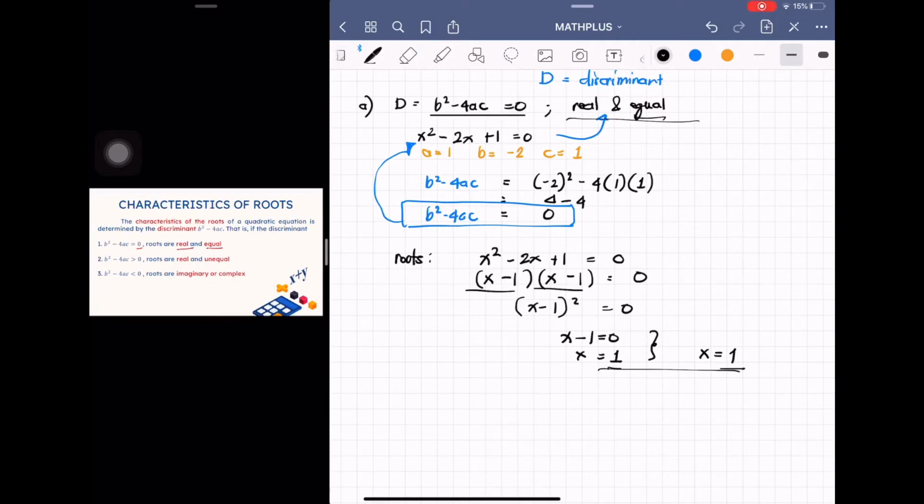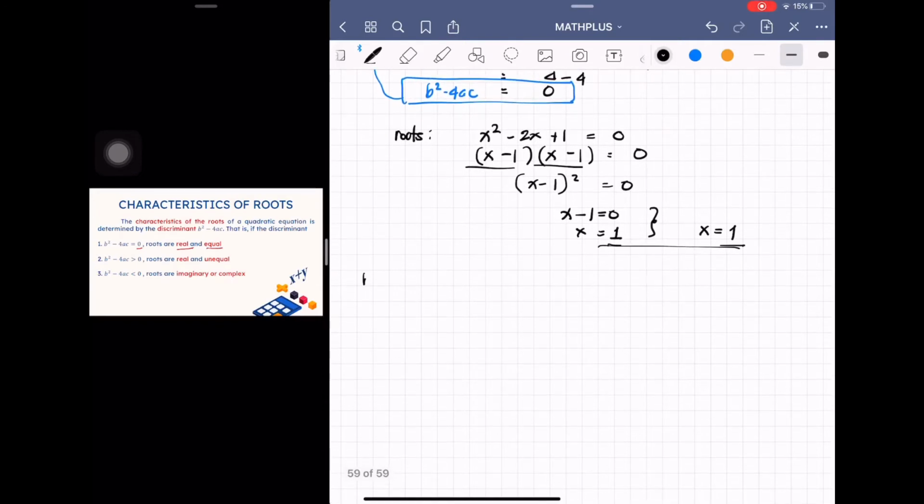Letter B condition is that if the discriminant, which is b squared minus 4ac, is greater than 0, you'll get roots which are real, still real, but this time they are unequal. Here, you have real roots, but they have the same value, that's 1. But if your b squared minus 4ac is greater than 0, then you still get real roots, but these roots will be unequal. Let's say, for example, you have x squared minus x minus 2 equivalent to 0.